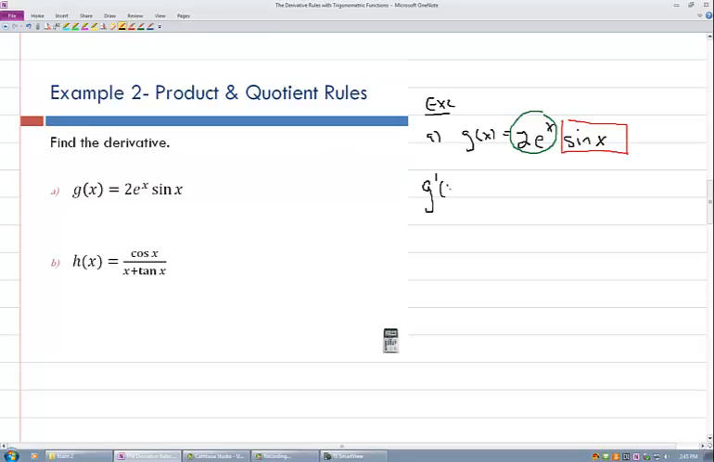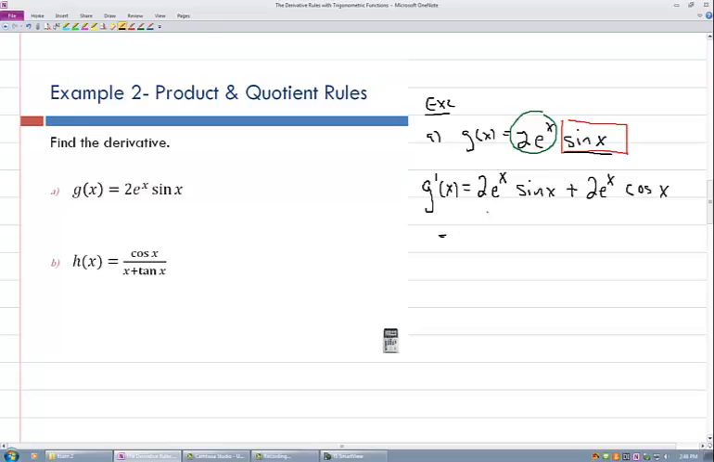So I have g prime of x equal to the derivative of the first, which is just 2e to the x, times the second, plus the first, so plus 2e to the x, times the derivative of the second. So remember the derivative of sine x was just cosine of x.